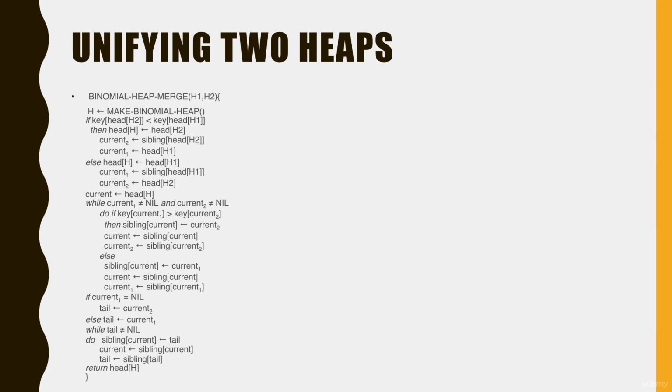Both H1 and H2 obey the binomial heap properties. So in each of them, there is at most one tree whose root has degree k for k greater than or equal to 0. In H, however, there may be up to two such trees. To recover the second binomial heap property, such duplicates must be merged.